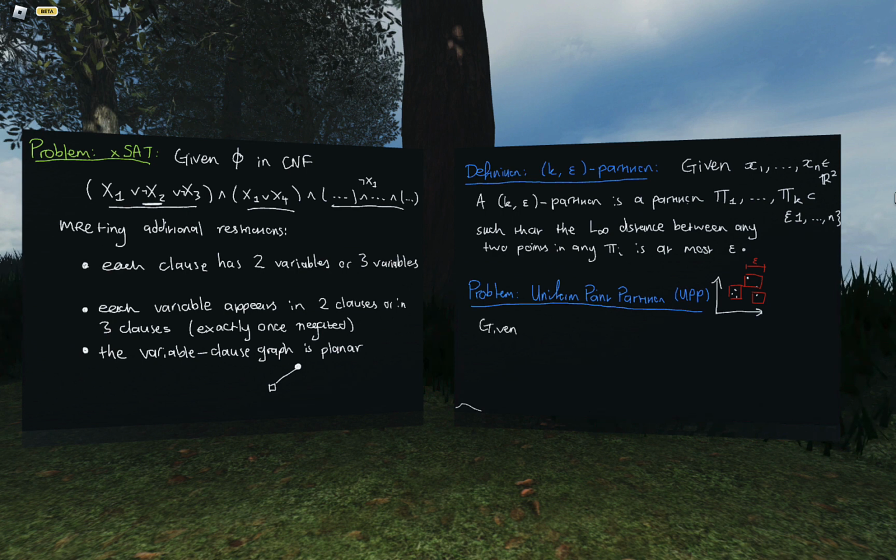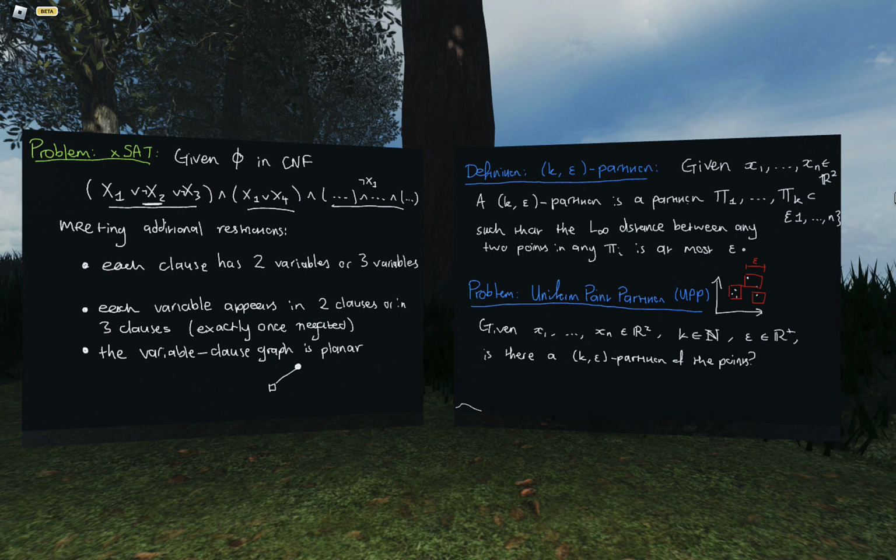So you're given your points, n of them in the plane, and also you're given k, and you're given epsilon. And the question is, is there a k epsilon partition of the points? So that concludes the definition of these problems.